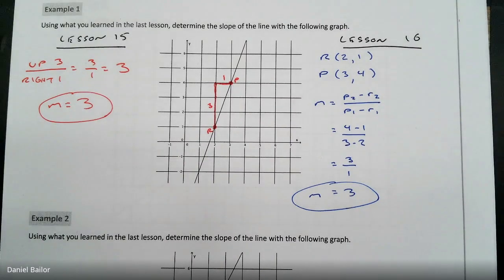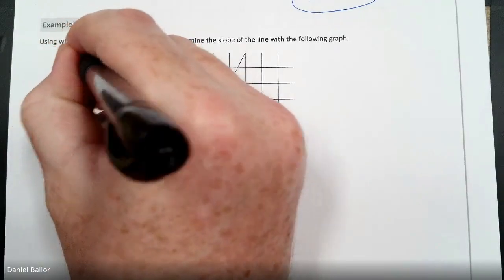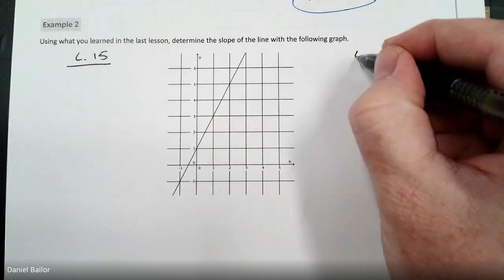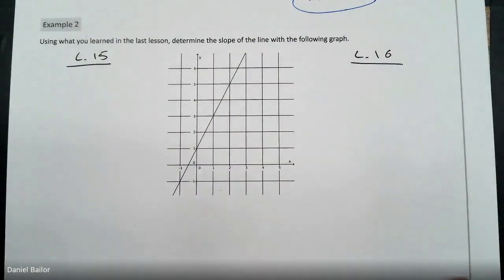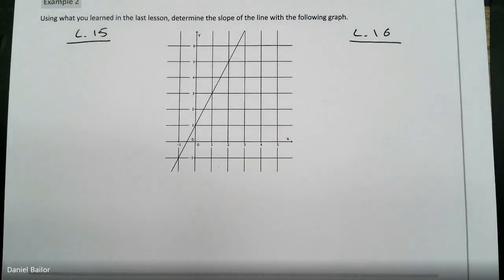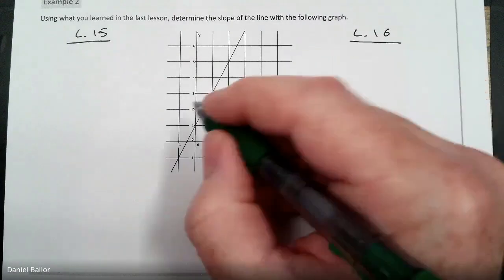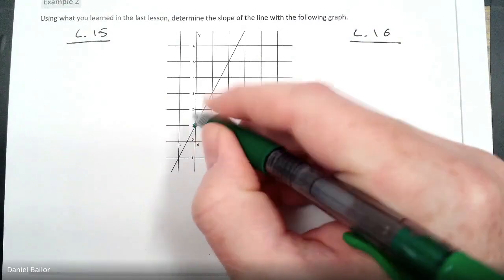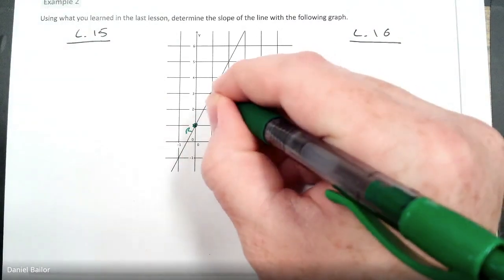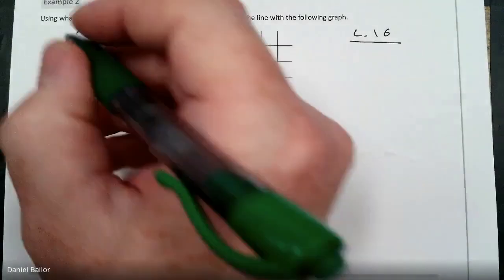Let's do another example with both lessons. So let's go for example 2. We'll do the lesson 15 strategy, and we'll do the lesson 16 strategy again, just to give you a little bit more background. So, lesson 15, we did up divided by right, and it looks like we're going to need to pick some points. So let me pick this point here. We'll call that R. Let me pick this here. We'll call that P. We have 2 intersections, so that's pretty easy.